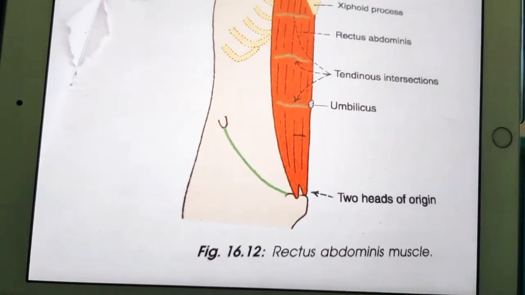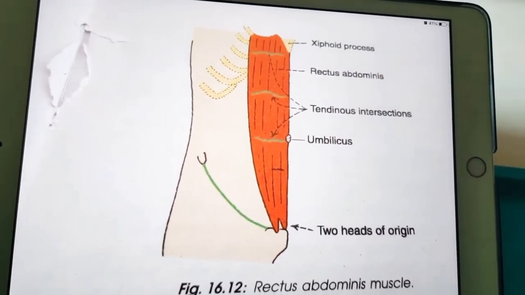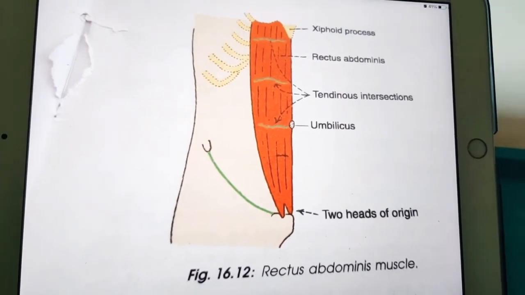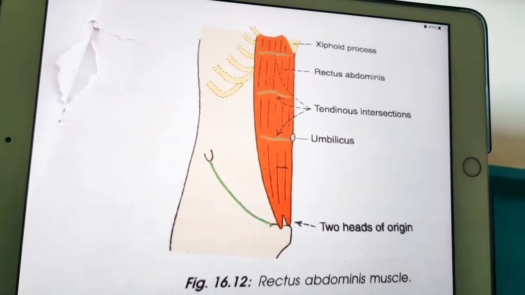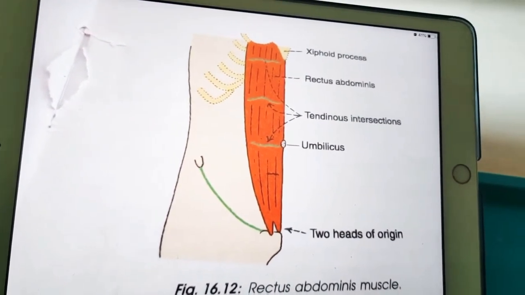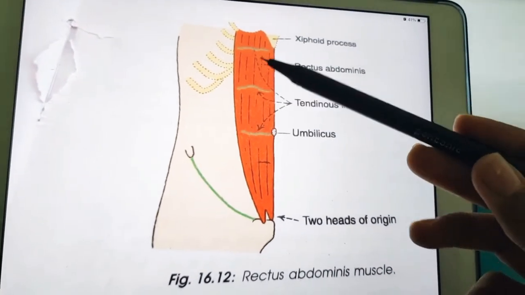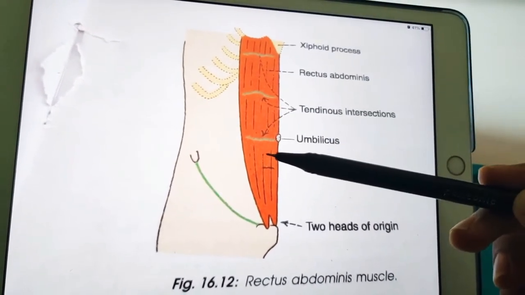So today in this video we are going to discuss the rectus abdominis and pyramidalis. These are both vertical muscles of our anterior abdomen. So let us start with rectus abdominis. You can see it's a vertical muscle.